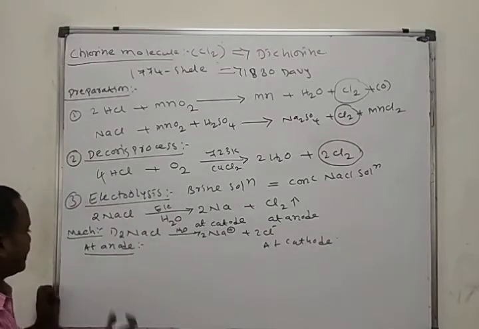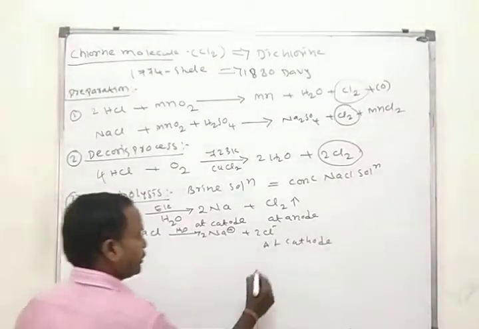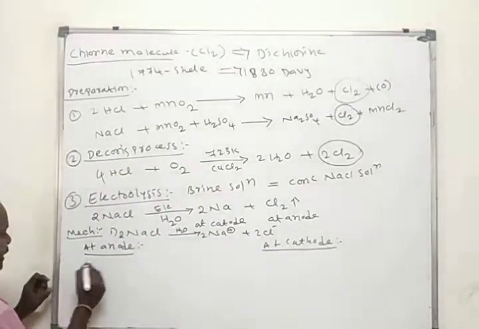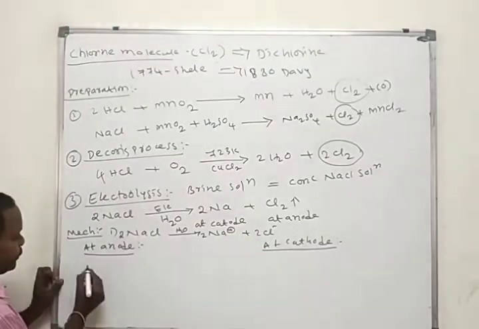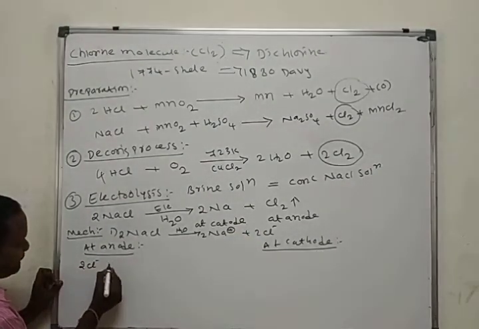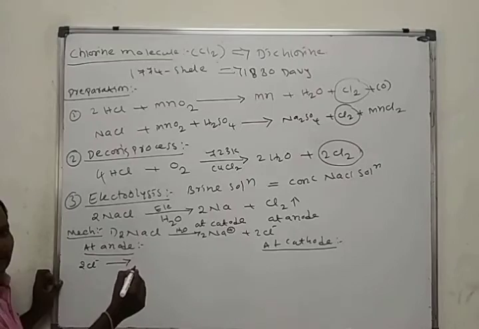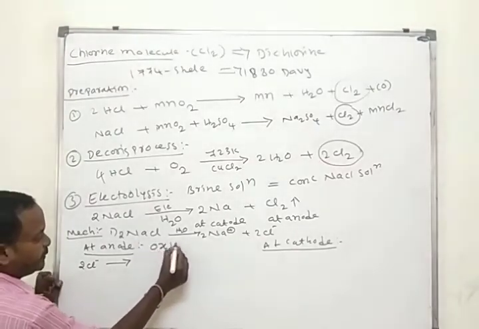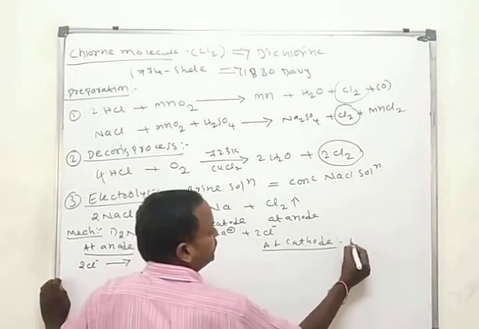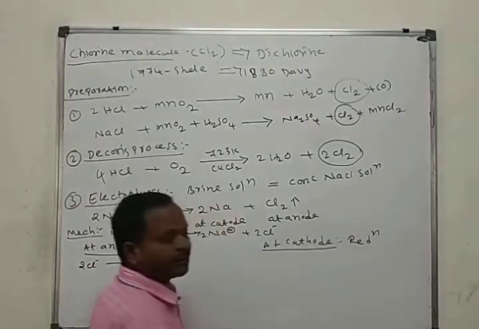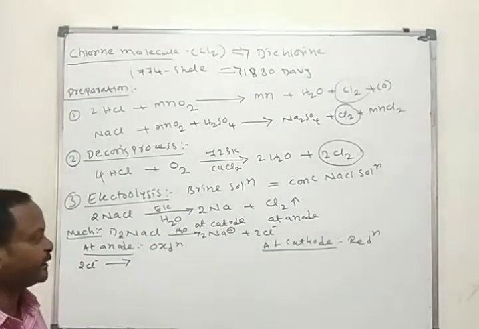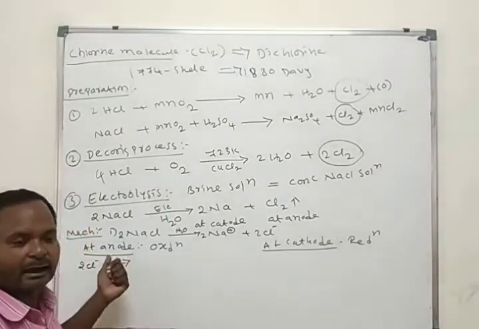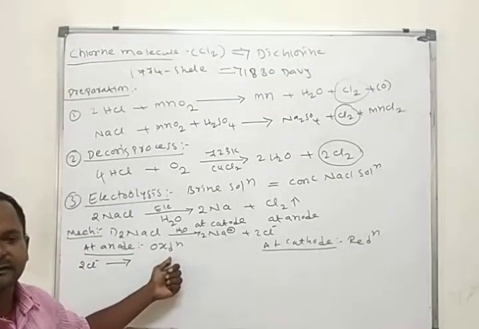We'll see the reactions at anode and at cathode. Here at cathode. At anode, anion. Here 2 Cl minus ions lose 2 electrons. Always at anode, oxidation reaction takes place. Always at cathode, reduction reaction takes place. At anode, oxidation reaction takes place.